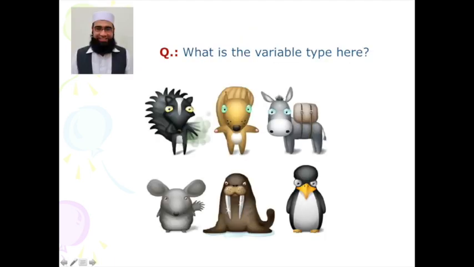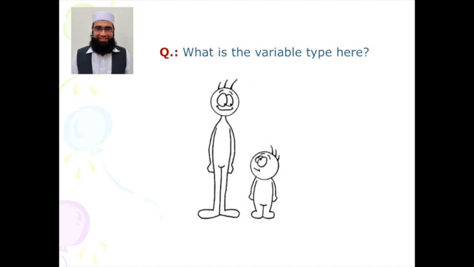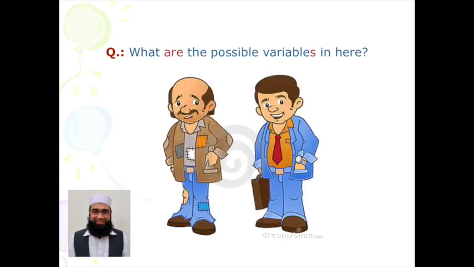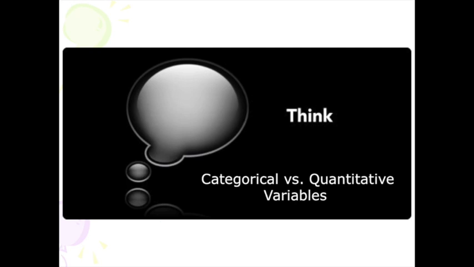Looking at this picture, what is the variable type here? What is the variable type here? This one should be easy for you. What are the possible variables in here? So these were just a few examples. Now think about the different categorical and quantitative variables that you have identified in these few examples.